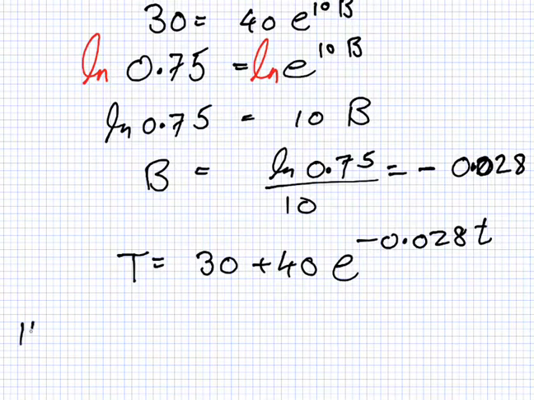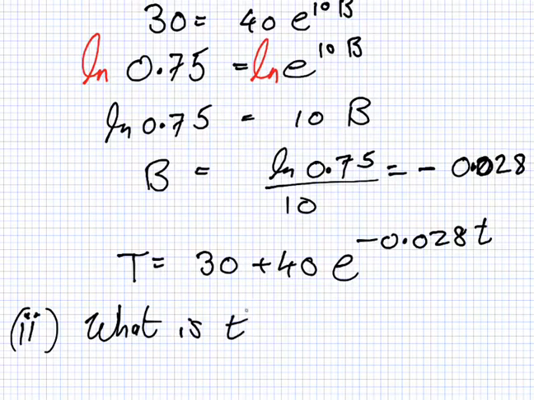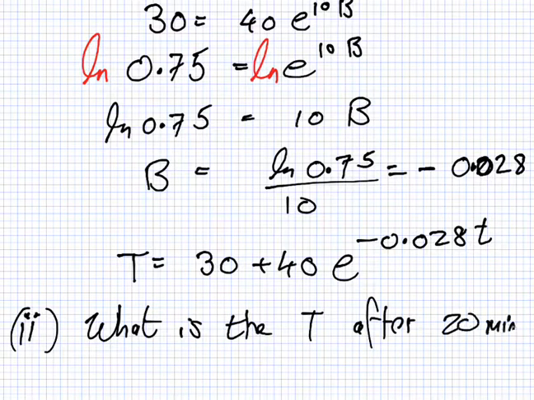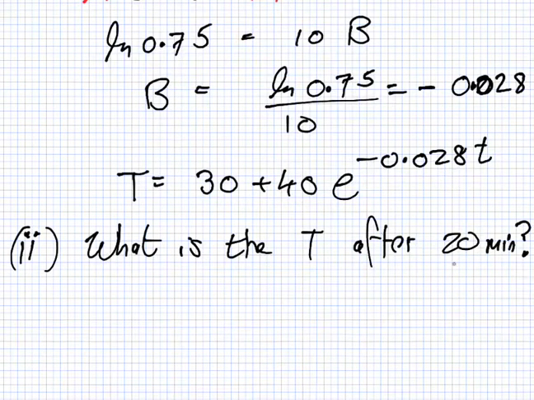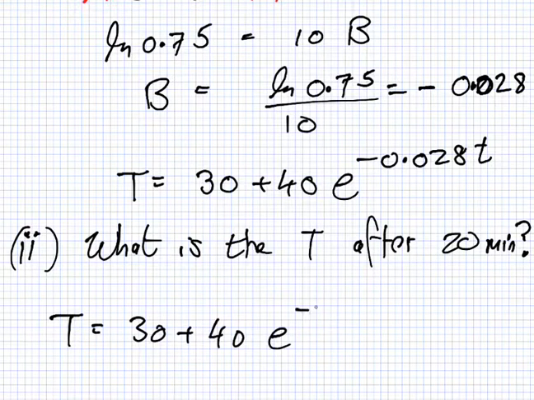So now the second part of my question is, what is the temperature after 20 minutes? Now that you know the A and the B, it's very easy to find the temperature, because you just have to put the small t equal to 20. So you have T equals 30 plus 40e^(-0.028 times 20). So what does that equal?